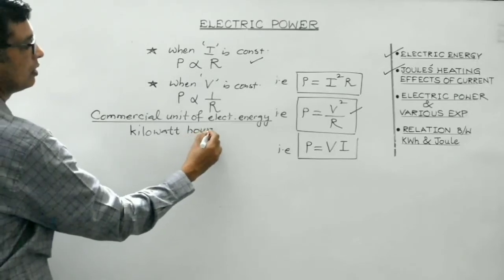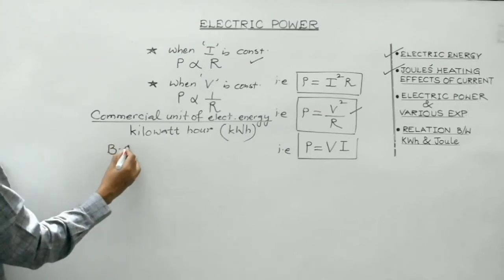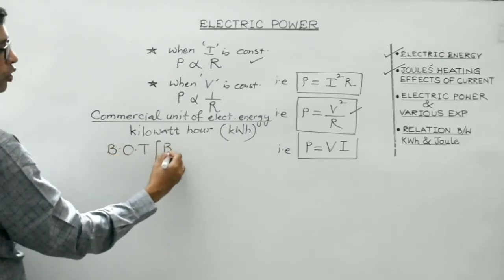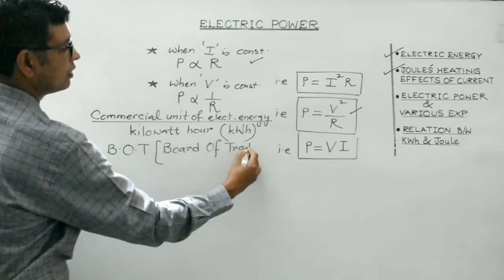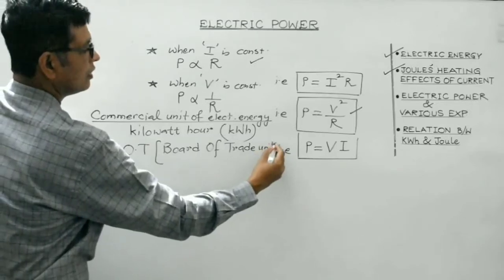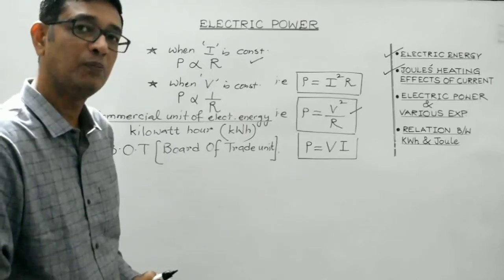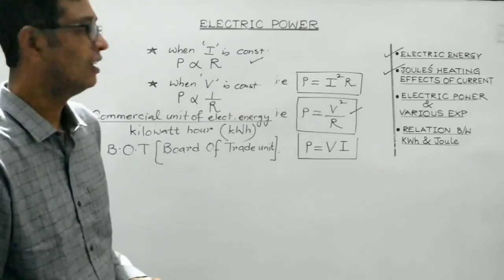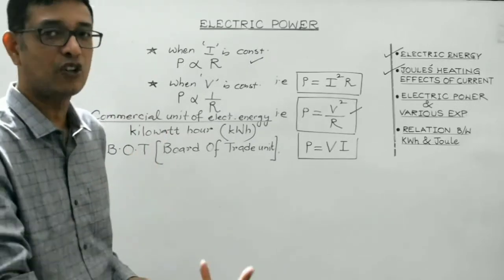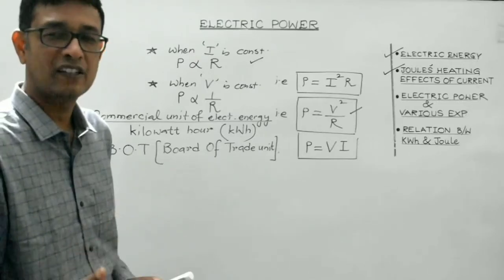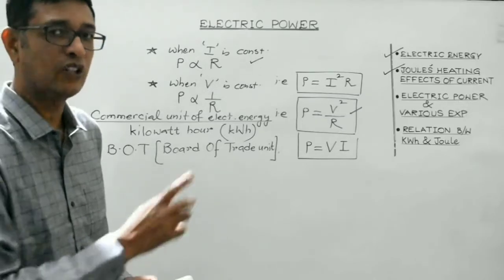So the commercial unit of electrical energy is kilowatt hour. It is also known as watt, board of trade unit. Right? So let's find out the relationship between the commercial unit of electrical energy and the SI unit of electrical energy. We are aware the SI unit of electrical energy is joule, while the commercial unit of electrical energy is kilowatt hour. So let's find out the relationship between these two.